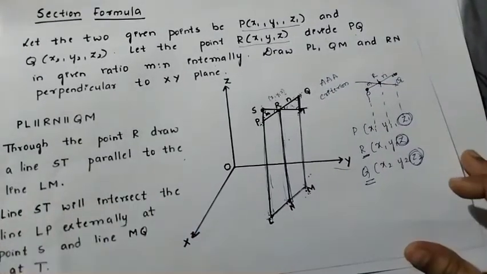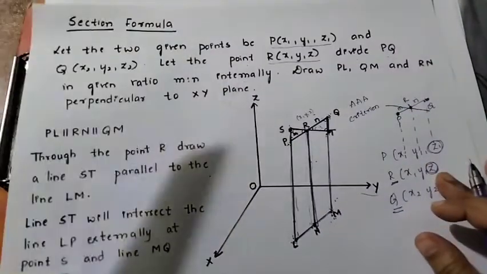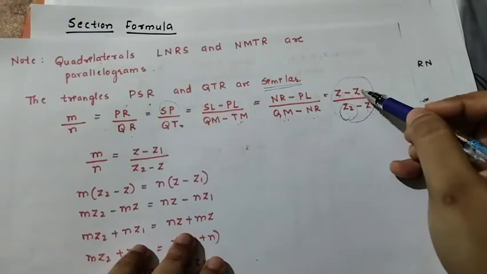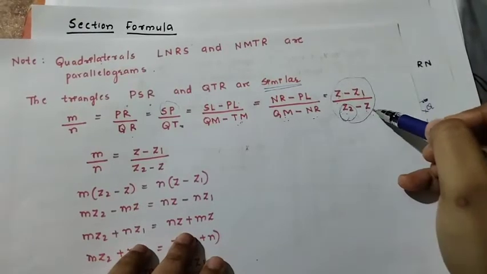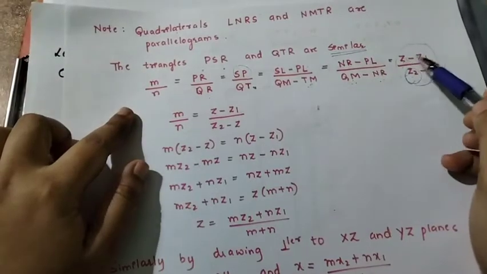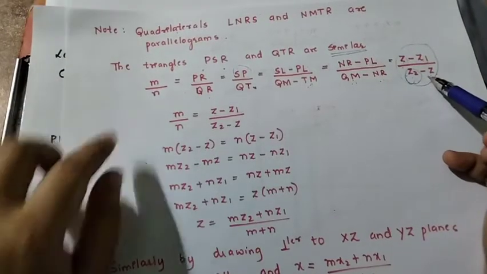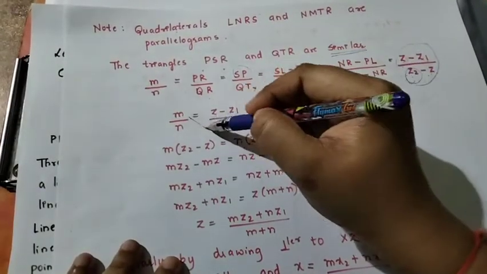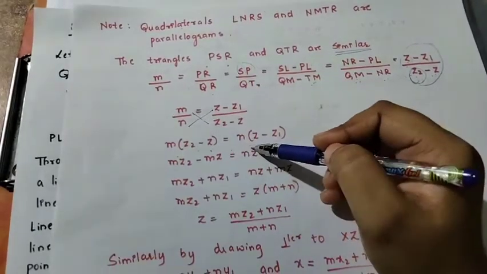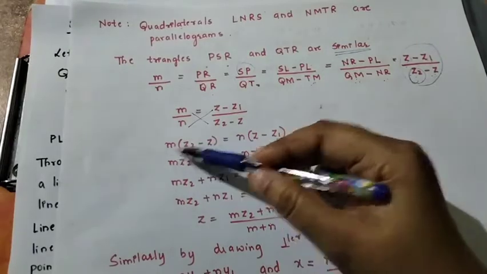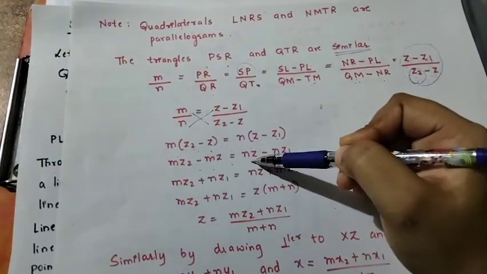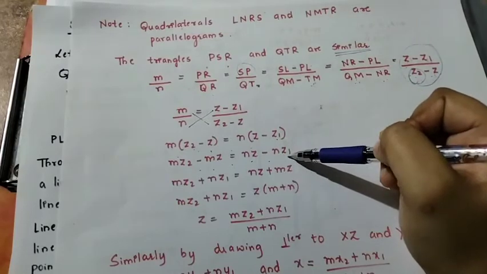So in place of this, I have substituted the results. NR is Z minus Z1 divided by Z2 minus Z. So m by n is equal to Z minus Z1 divided by Z2 minus Z. Now cross multiply this. M into Z2 minus Z is equal to N into Z minus Z1. M into Z2 minus M into Z is equal to N into Z minus N into Z1.